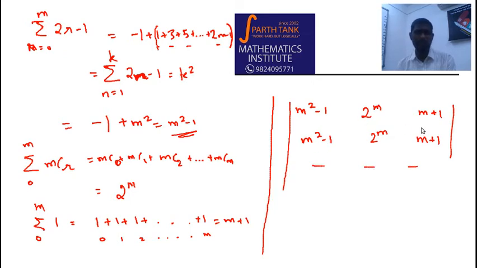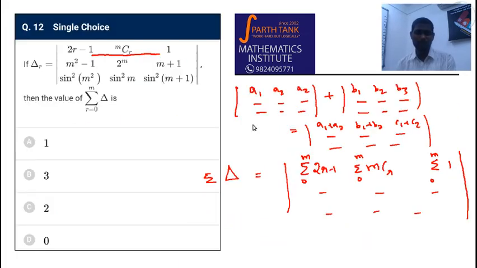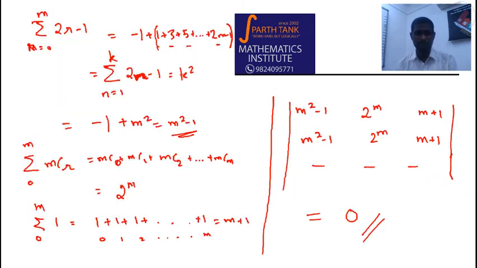But already we see that the first and the second row are identical. When two rows or two columns are identical in a determinant, the value of the determinant is 0. So there is no evaluating the determinant, only evaluating the summations here. And this has been possible because only the first row is varying, the other two rows are constant. Alright.